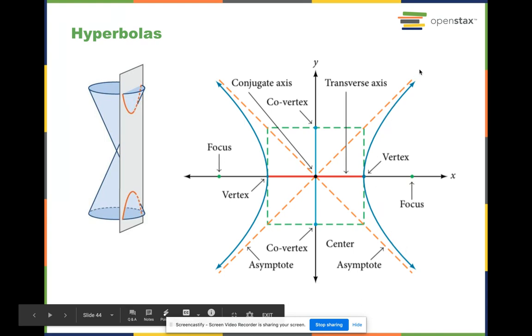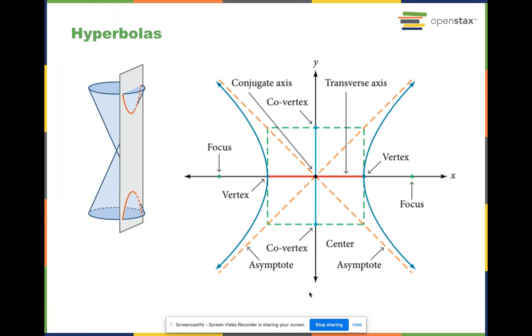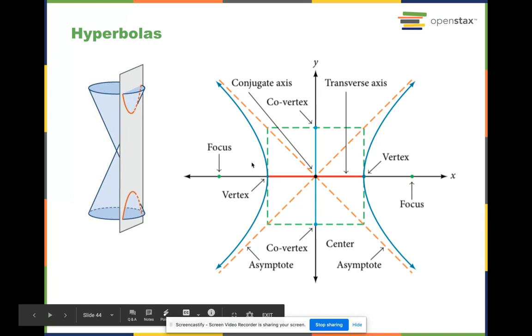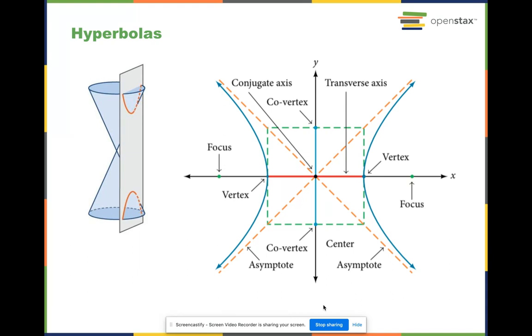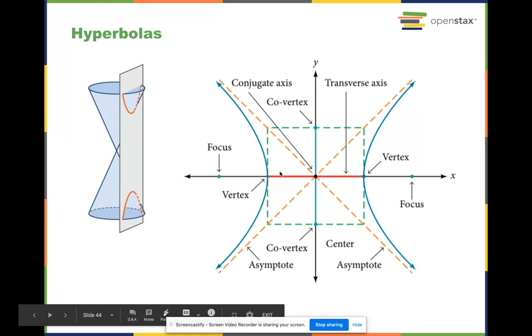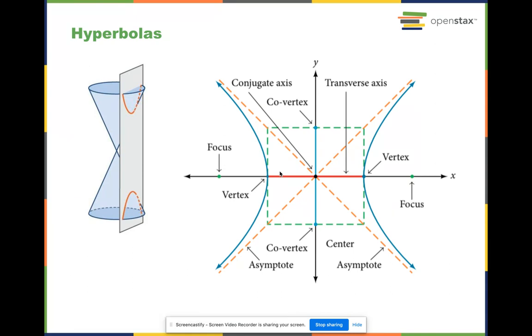Okay. And I forgot to mention this axis is called the conjugate axis. So we have our transverse axis and our conjugate axis. So yeah, there's a lot of terms. There's a lot of stuff in these diagrams. It's not that bad. It looks kind of complicated at first. You'll get the hang of it. These aren't that bad.